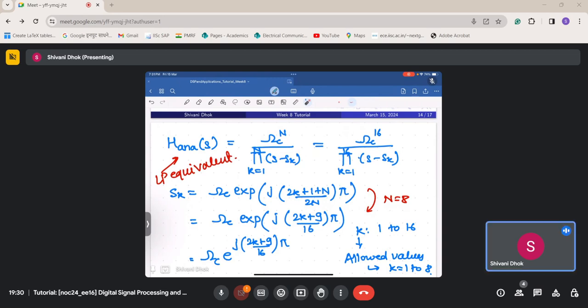Madam, here you mentioned n, but replace it with 16. Omega c to the power n. Sorry. Here also, the denominator. Okay. And okay, so this transfer function has sk here, and this sk is, any other question?